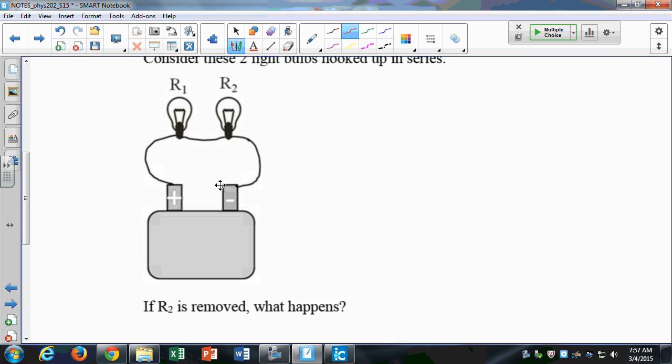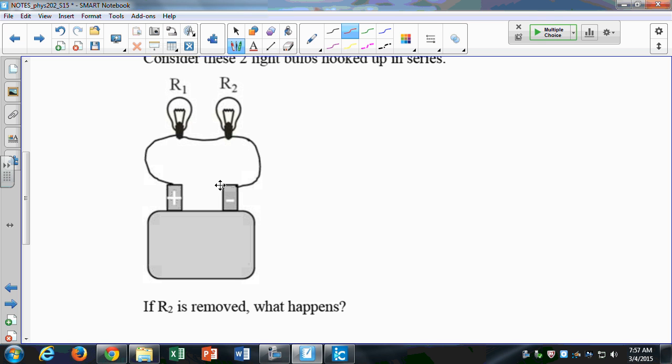They're identical. 6 and 6 volts. We have that with capacitors as well. If I have 12 volts here, I'd have 6 and 6 volts here. But if I take one of the light bulbs out, then the remaining light bulb has a voltage of, what? Not 6 now, but what?